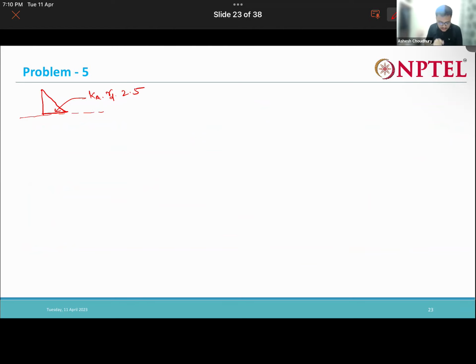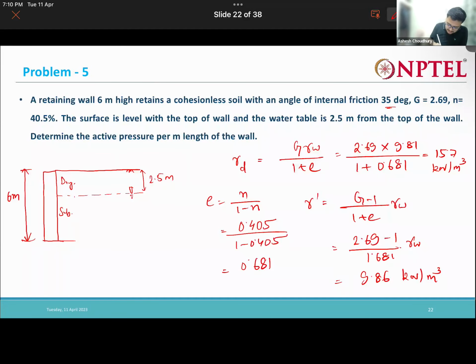So I can draw it like this. So this is the top. This is for the top. And what is the pressure? Can you tell me what is the vertical pressure at this level?